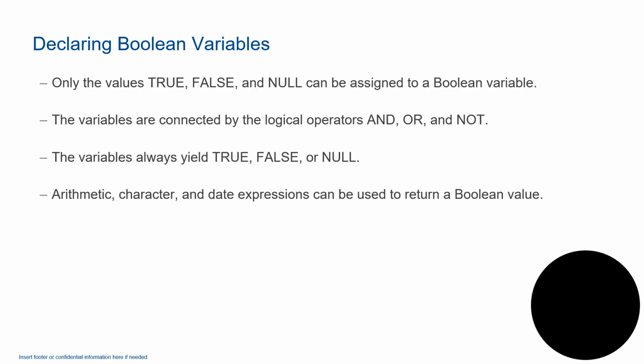Now declaring Boolean variables. So only the values true, false, and null can be assigned to a Boolean variable. So this is the most important thing, that only true, false, and null can be assigned to a Boolean variable. The variables are connected by the logical operators and, or, not. So these are connected by logical operators. The variables yield true, false, or null. Arithmetic, character, and date expressions can be used to return a Boolean value. So any arithmetic, character, or date expressions can be used to return a Boolean value.